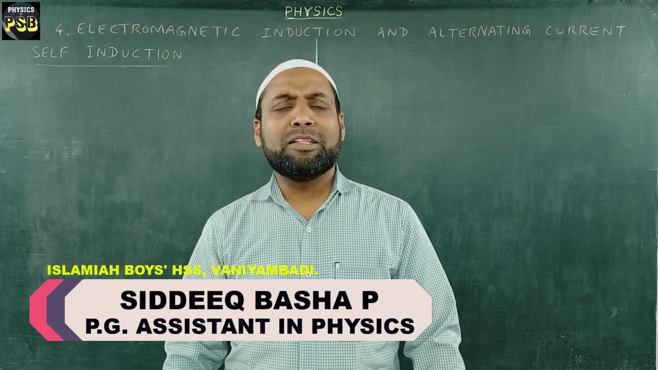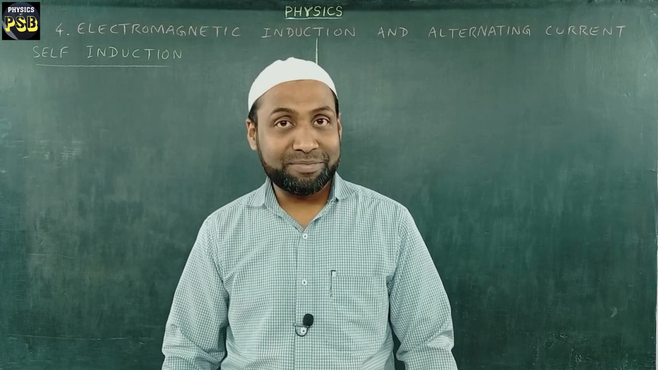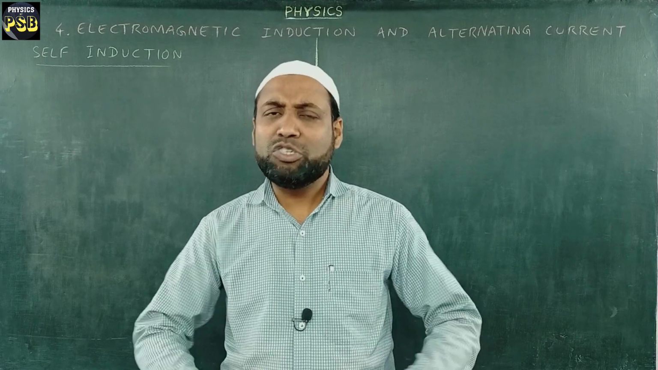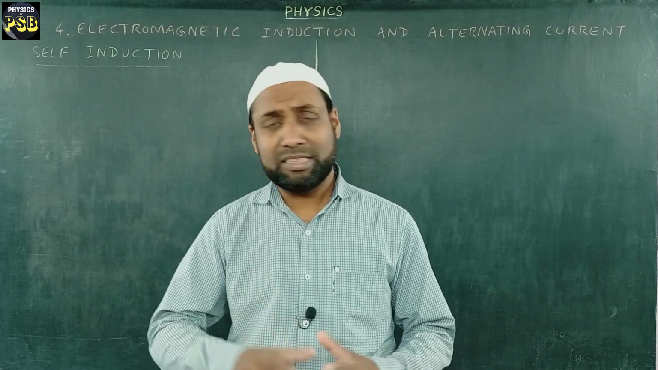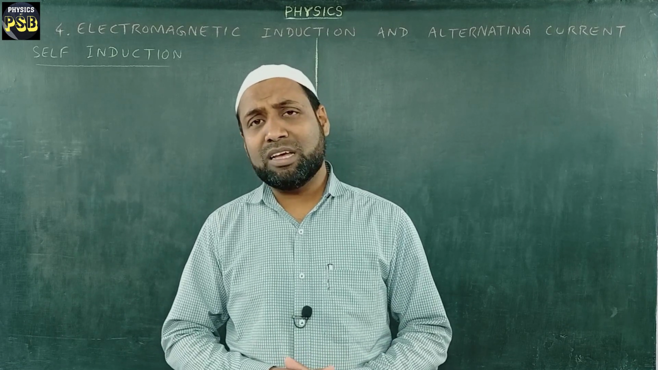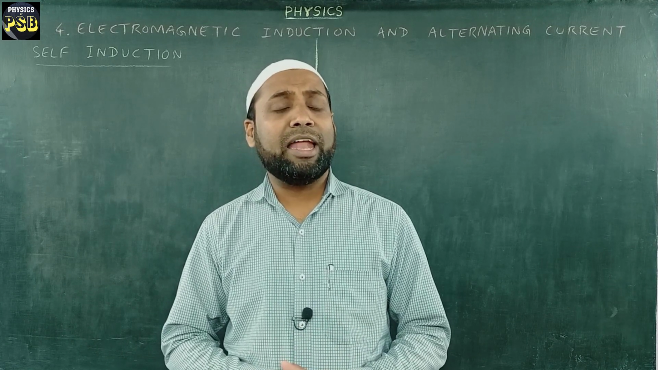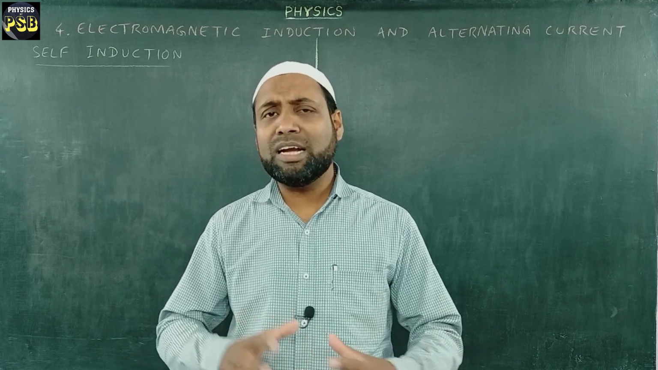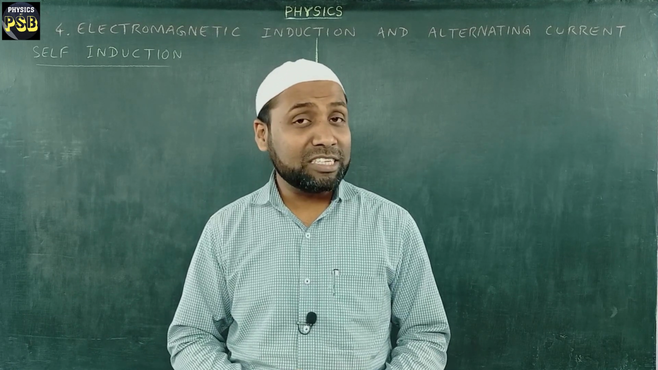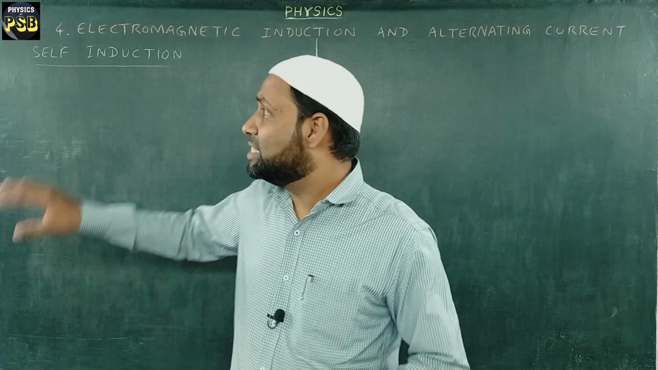We know when electric current is passed through a coil, it produces a magnetic field. Therefore, the magnetic flux of the magnetic field is linked with the turns of the coil. When the electric current passing through the coil changes, the magnetic flux linked with that coil also changes. When the magnetic flux linked with the coil changes, it produces an EMF in the coil. We call that EMF self-induced EMF, and the phenomenon is referred to as self-induction. In this video, we will discuss self-induction.